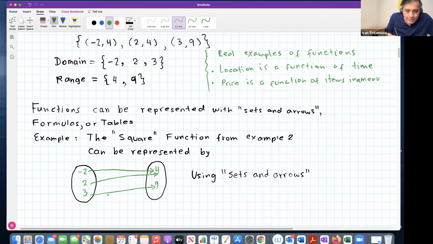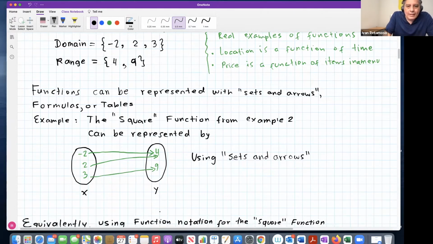Now, mathematicians, remember, use the letter X for the input value, and for the output values they use Y. Further, they like equations. So instead of saying square the input values to get the output values, they avoid all this wording and say Y equals X squared, right? You see?